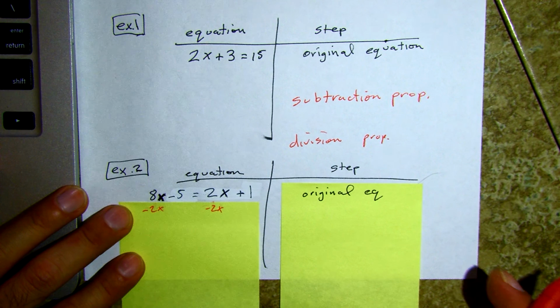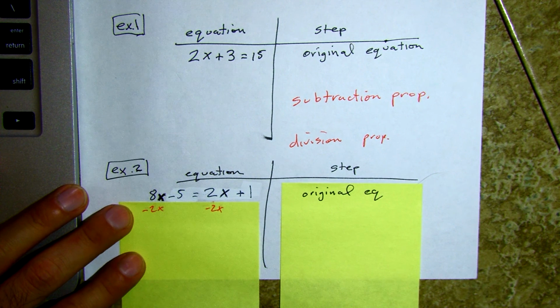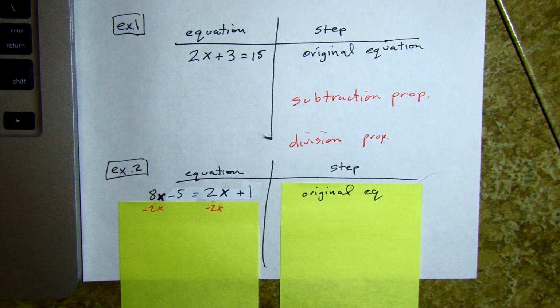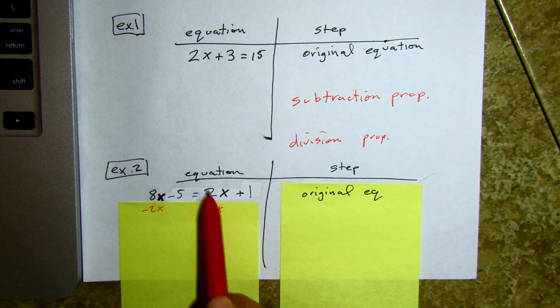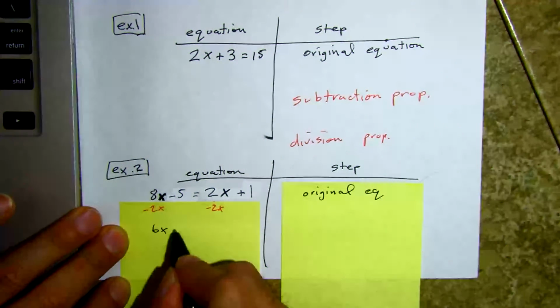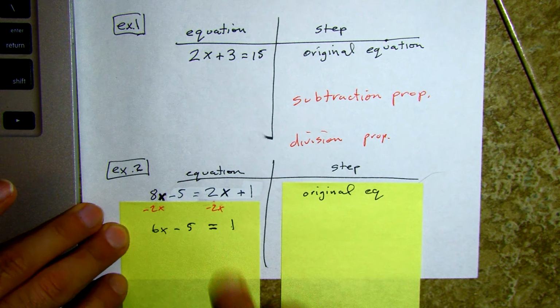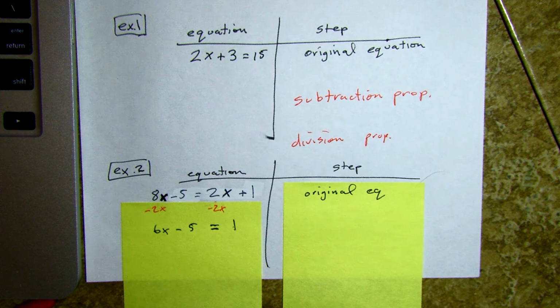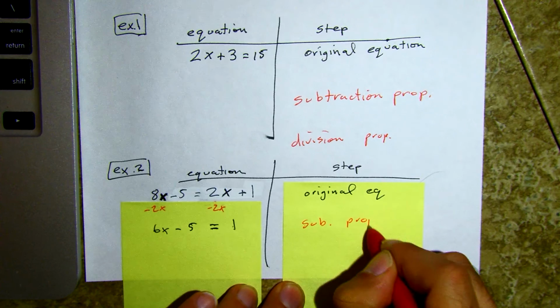The word negate means when you combine and you end up with zero. When you negate something, you combine something to make it equal to zero. 2x minus 2x is zero. We negate out that term. So look, we end up with 6x minus 5 is equal to 1. And what did I do in order to get to this step? I used the subtraction property.